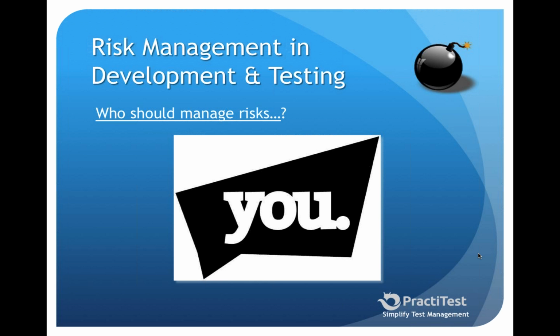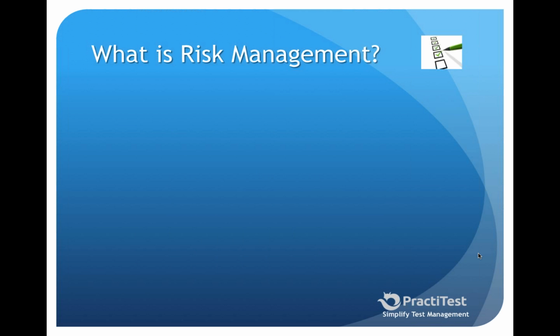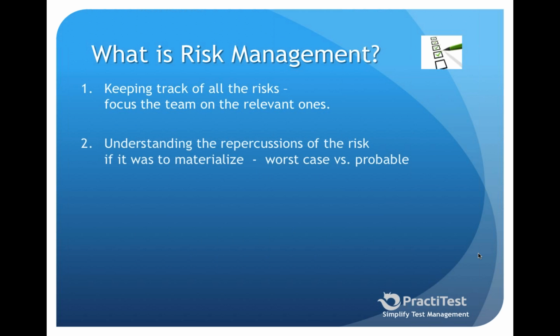Now, moving forward a little bit, let's talk about the risk management process. When we say risk management, we're basically talking about a number of operations, a number of things that should be done. If I try to distill it down into very specific things, we're talking first of all about keeping track of all the risks. You're going to have risks in your project, things that might hamper you, might damage your project, and you need to keep track of all of them. Not only does that person need to keep track of all the risks, you also need to know how to focus the team on the relevant risks at any time.